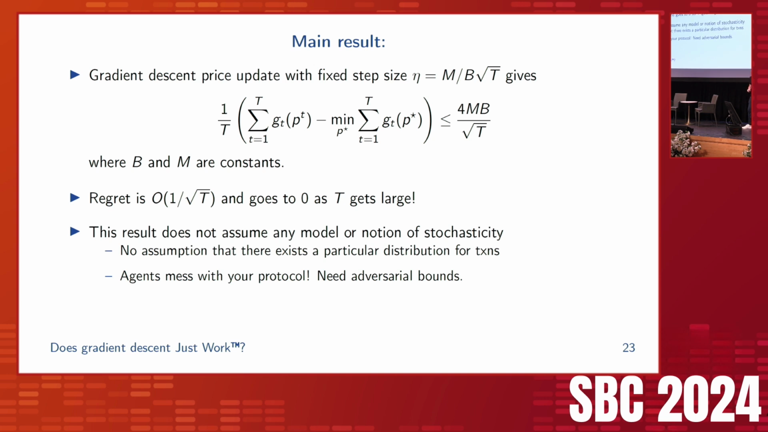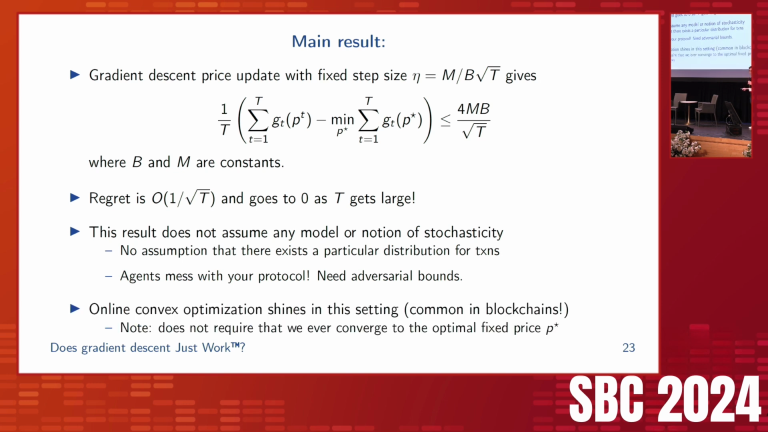Very importantly, this result doesn't actually require any notion of stochastic demand, or any notion of playing to an equilibrium. There's no assumption on what the transactions that are going to be submitted are, except for the fact that they are valid, so they pass consensus. This means that these can be entirely adversarial, and I think in blockchain settings, having these adversarial bounds is quite important. And these results essentially follow directly from online convex optimization, which I do think shines in this setting.